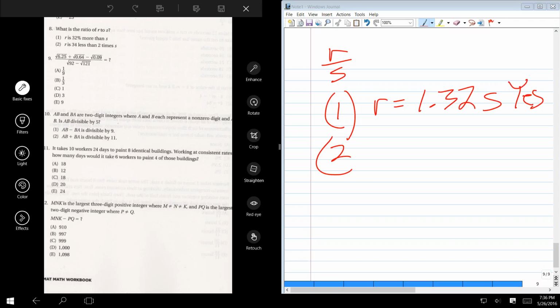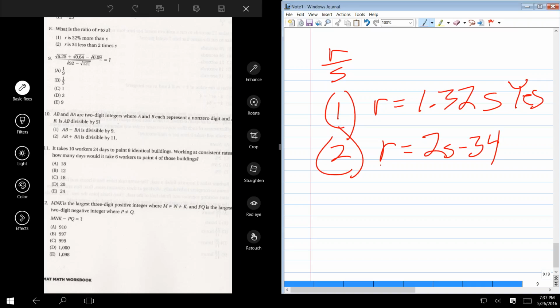Okay. Second, all right. R is, how do I write this equation? R is 34 less than 2 times S. So R equals 2S minus 34. Okay. Can I figure out what R over S is here? Let's see. So put 34 on the other side. You can't figure it out. No. Yeah, you can't. You can't solve for R over S to be a number.